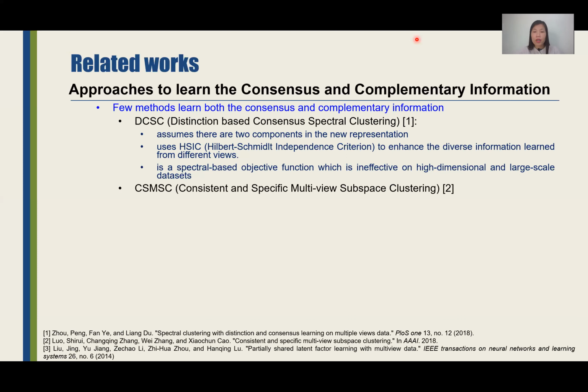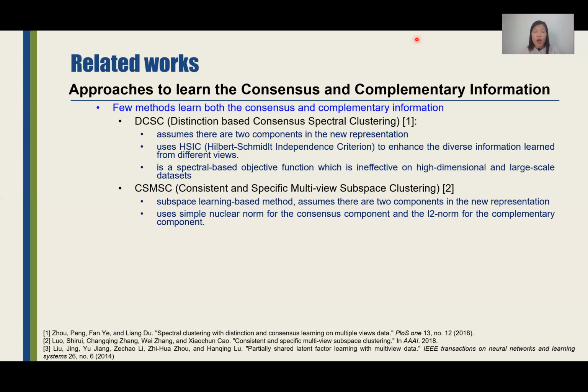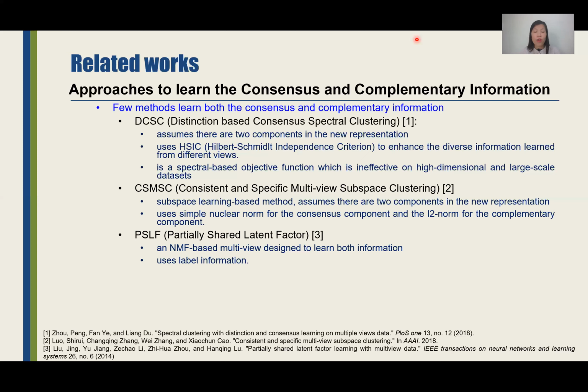Consistent and specific multi-view subspace clustering also assumes there are two components in the new representation. However, it uses simple nuclear norm for the consensus component and the L2 norm for the complementary component. Partially shared latent factor is an NMF-based multi-view method designed to learn both information. However, it uses label information.